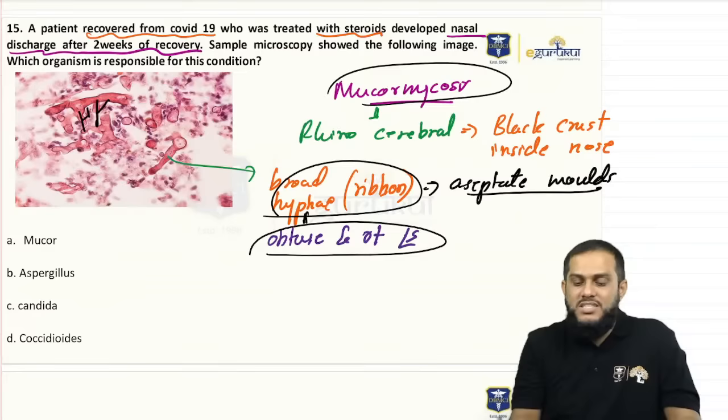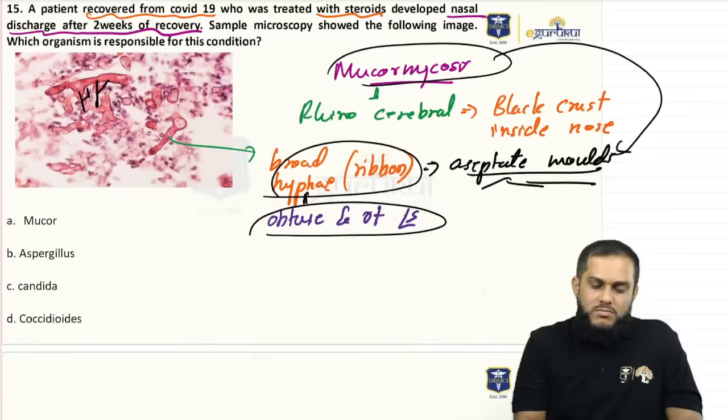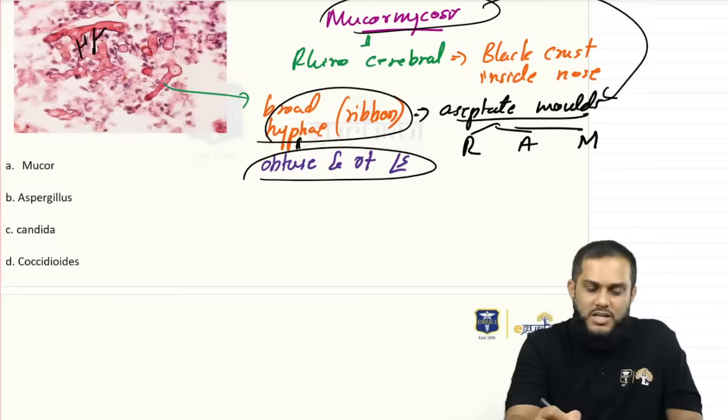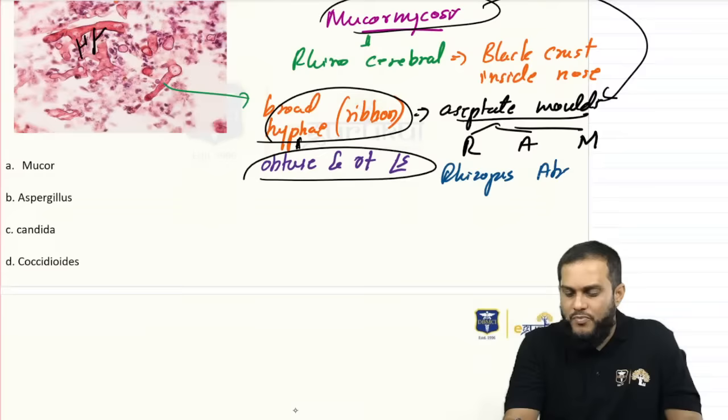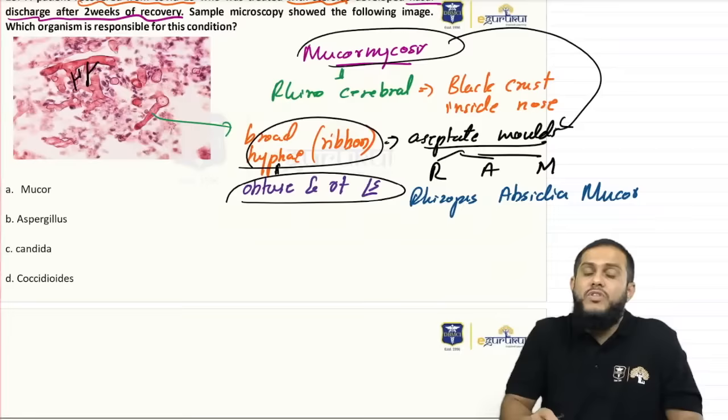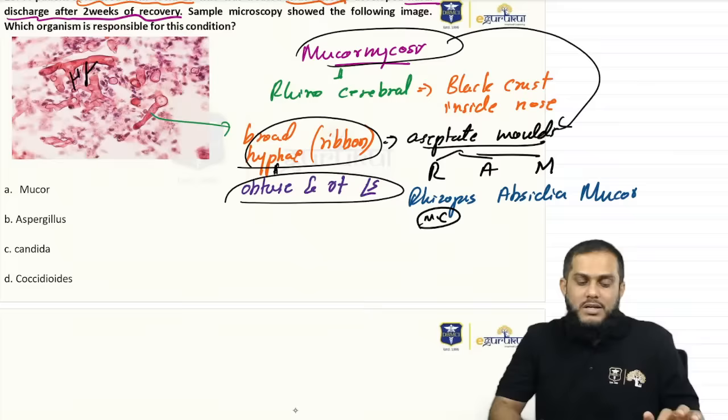We have three aseptate molds. We call it RAM. R for rhizopus, A for absidia, and M for mucor. These are the three aseptate molds, and all of them cause the disease mucormycosis. And the most common cause of mucormycosis is rhizopus.